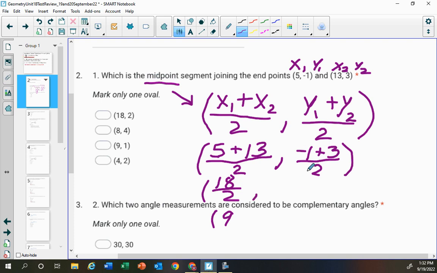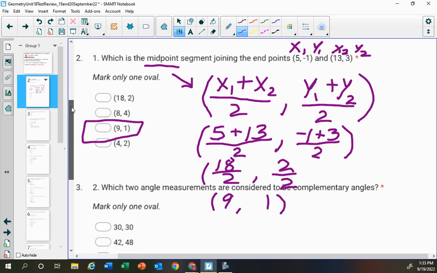What is -1 plus 3? 1. Okay, I know where you got the 1. The final answer is going to be 1. -1 plus 3 is 2, and then what's 2 divided by 2? Yep, so which choice? First, second, third, or fourth? Nine, 1. Okay. Any questions on the first one?